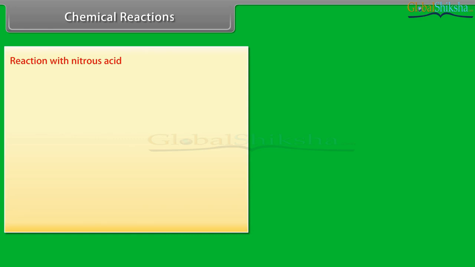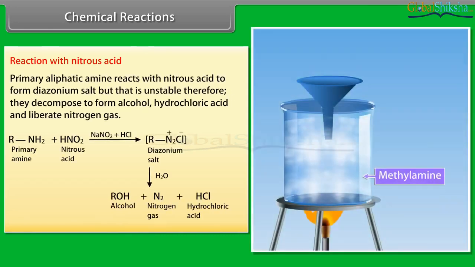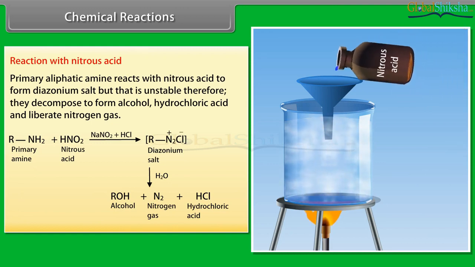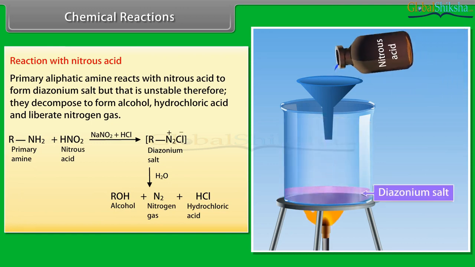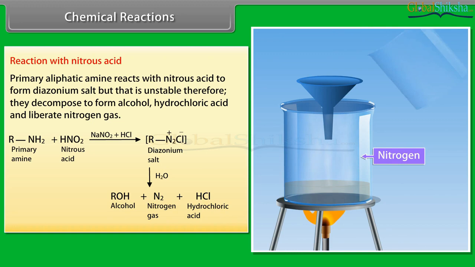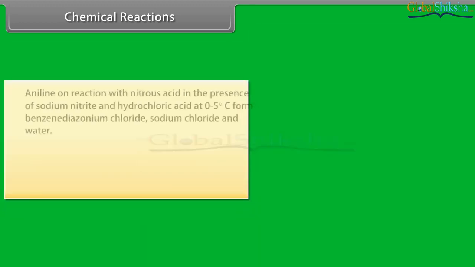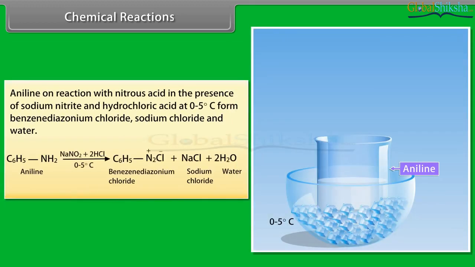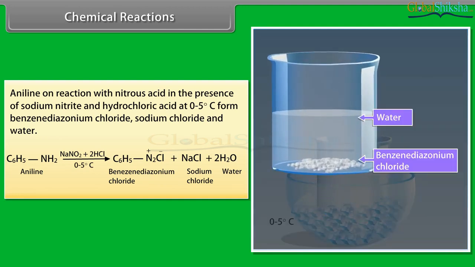Reaction with nitrous acid. A primary aliphatic amine reacts with nitrous acid to form a diazonium salt, but that is unstable. Therefore, it decomposes to form alcohol and hydrochloric acid, and liberates nitrogen gas. Aniline on reaction with nitrous acid in the presence of sodium nitrite and hydrochloric acid at 0 to 5 degrees Celsius forms benzene diazonium chloride, sodium chloride, and water.